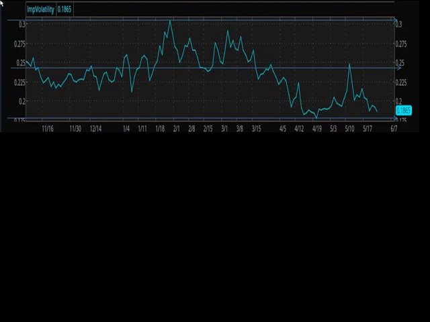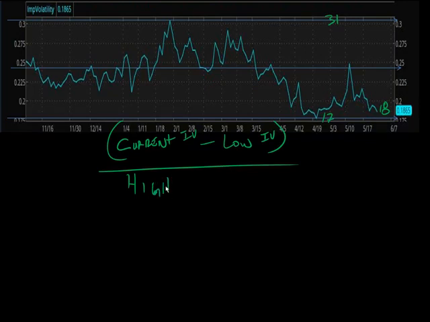If we zoom in on it, let's say the low here is right around 17. Let's just say 17 for math purposes, and we'll call the current 18, just for simple math. Basically we need to take the current implied volatility, which is this number, minus the low implied volatility. We take that and divide it by the high IV minus the low IV. Basically what we're trying to do is find where the current sits between this range.